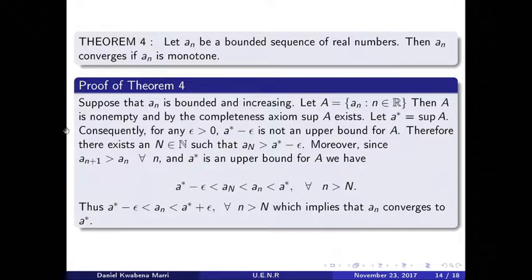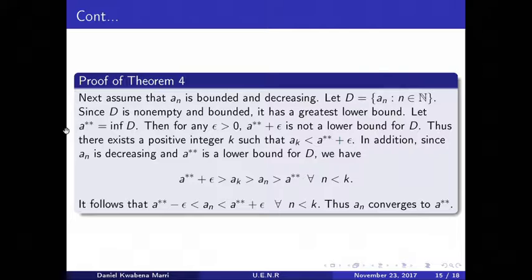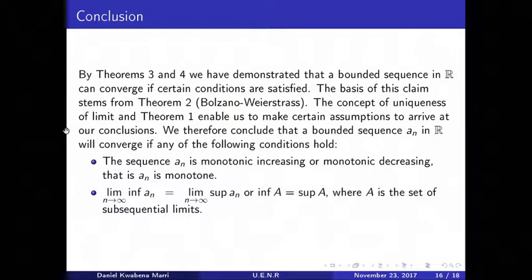And then we can have a strictly increasing sequence. That sequence will also still converge to the sup, and a strictly decreasing sequence will also still converge to the inf. So by conclusion, from the Bolzano-Weierstrass theorem and the other lemmas and theorems that we looked at, we came to the conclusion that if a sequence a_n is monotonic, increasing or decreasing, and these criteria are obeyed, then the sequence converges.